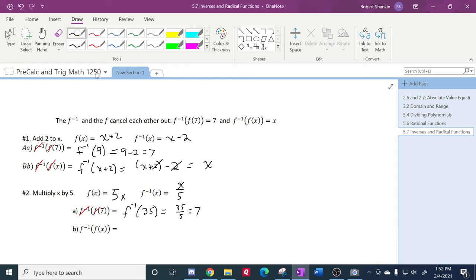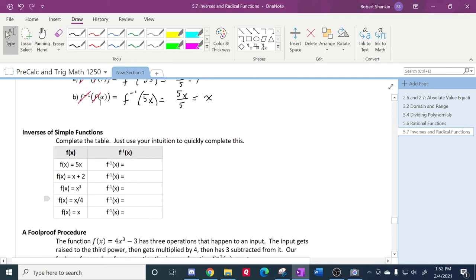So let's look at this one. You do the inner one, you do this, and the outer one is dividing by 5. The 5's cancel out, you get to x, it's as if these had killed each other off.